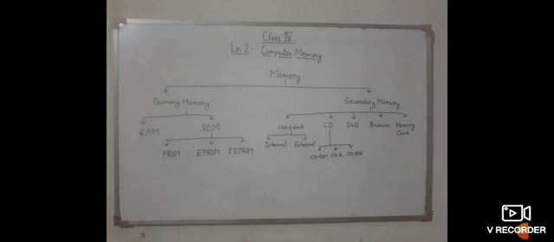Second is EPROM, erasable programmable read only memory. EPROM is different from PROM, as unlike PROM the program can be written on it more than once. Means erasable programmable read only memory. Once the program is written, it can be erased again and another program written, but that is only possible for the computer programmer or the manufacturer of the computer.